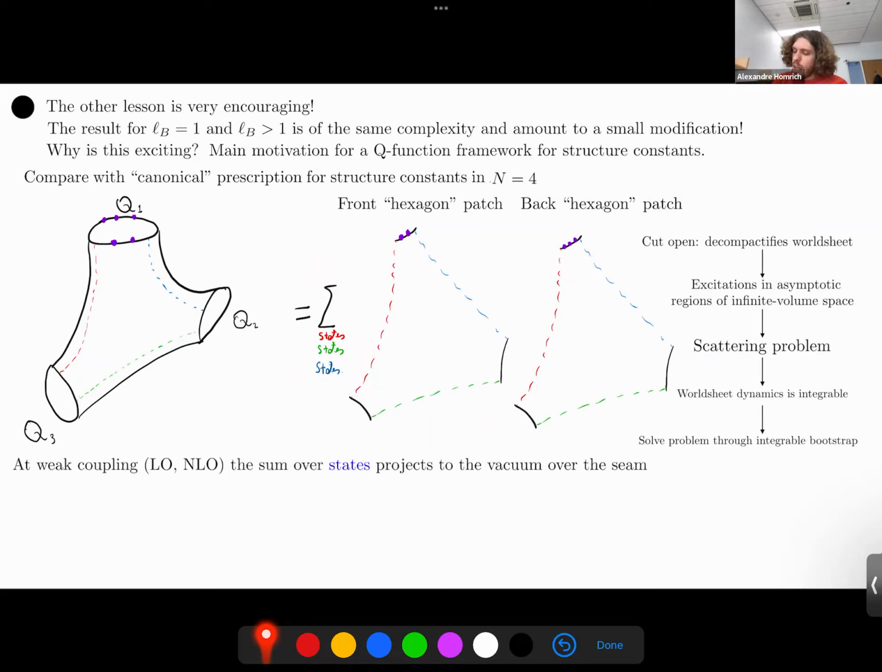Now, at weak coupling, this means leading order and actually to leading order, this sum over states along the seams on which you cut is projected to the vacuum state. The reason for that is that excitations along the seam have infinite mass at weak coupling, and so they can never be excited.